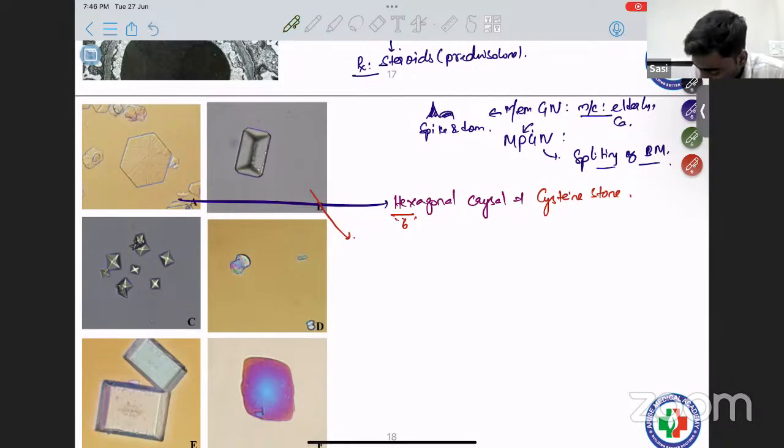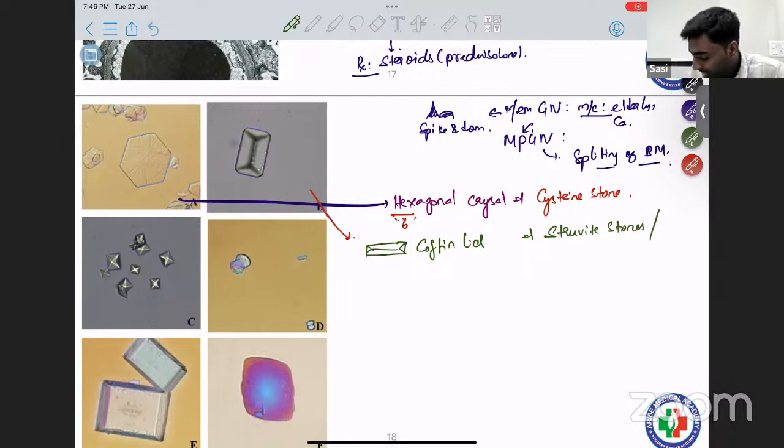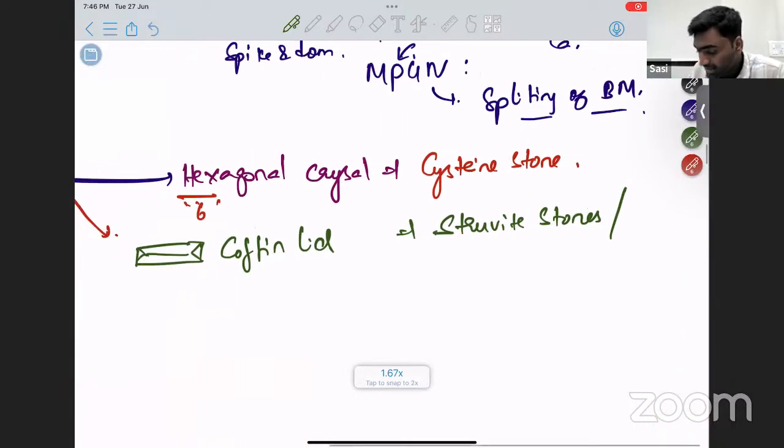What is the name of this appearance? This is known as the coffin lid. This coffin lid appearance is seen in case of which stones? Yeah, correct. It is seen in struvite stones. What is the other name of this? Yeah, correct. They are known as triple phosphate stones. Okay, they are known as the triple phosphate stones.